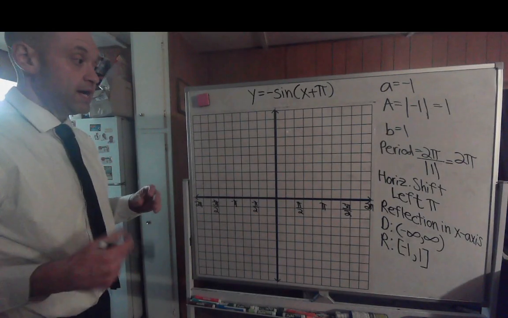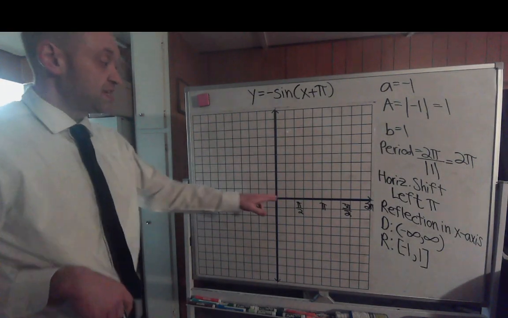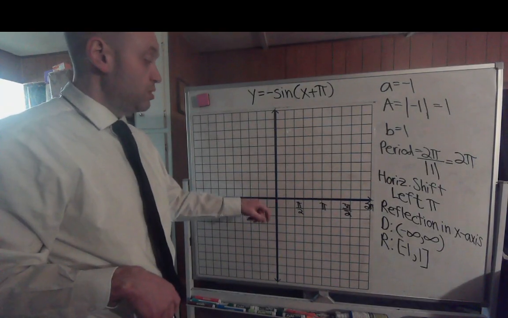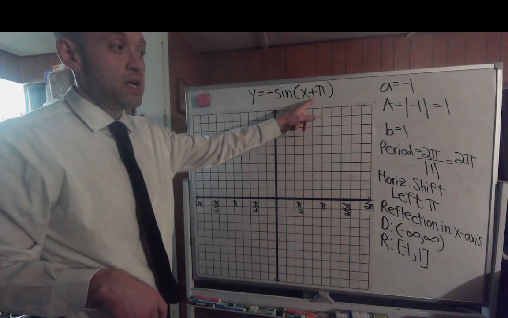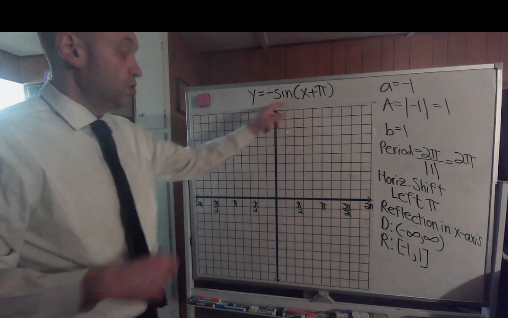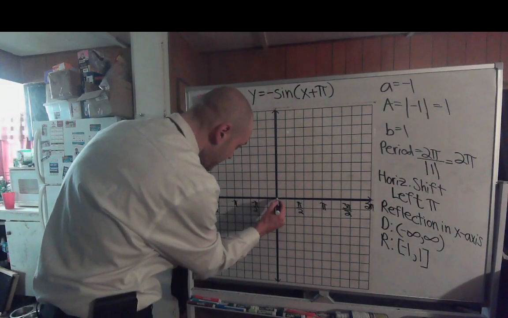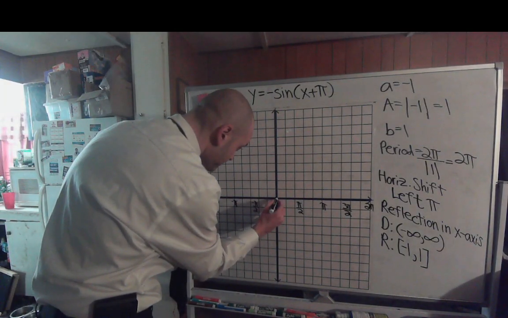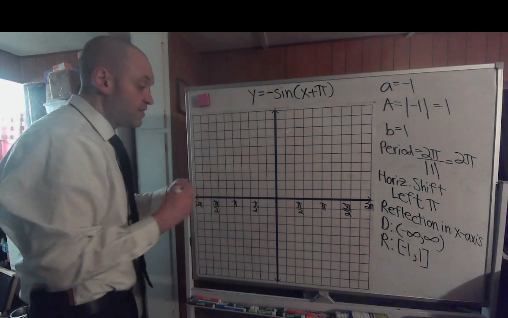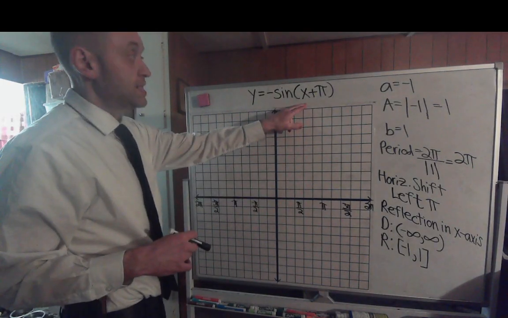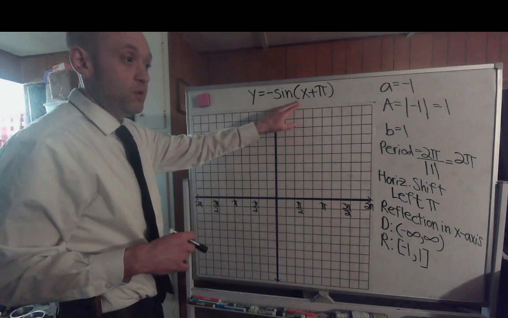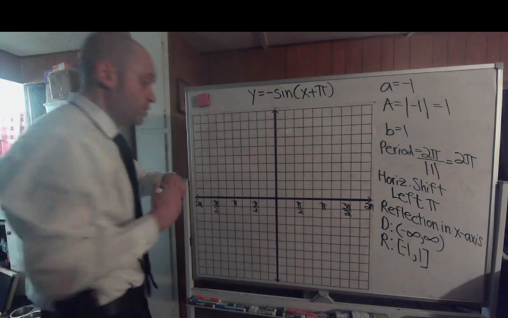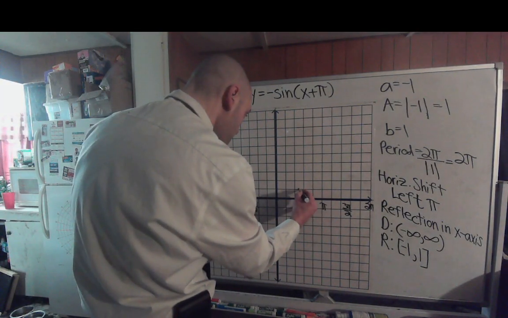So now let's go ahead and graph this. What's the sine of 0? Well, if we put in 0 for x, this would be like the sine of pi, which is still 0. Negative of 0 is 0, so that hasn't changed. Now, how about if I put in pi over 2 for x? That'd be like the sine of 3 pi over 2, which would normally be negative 1. You negate the negative 1, you'll actually get positive 1.